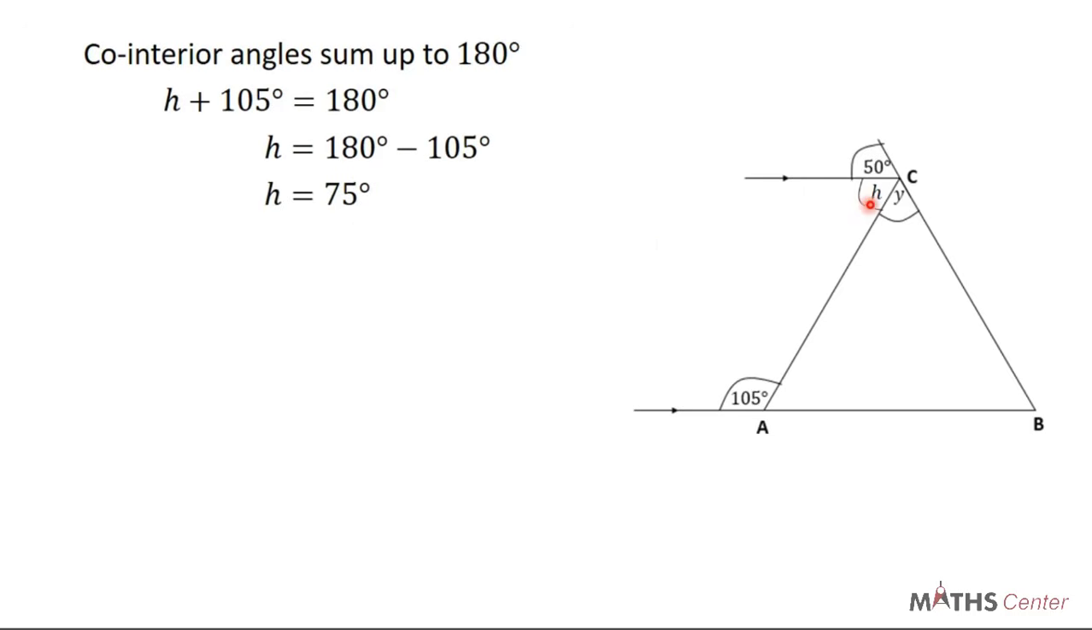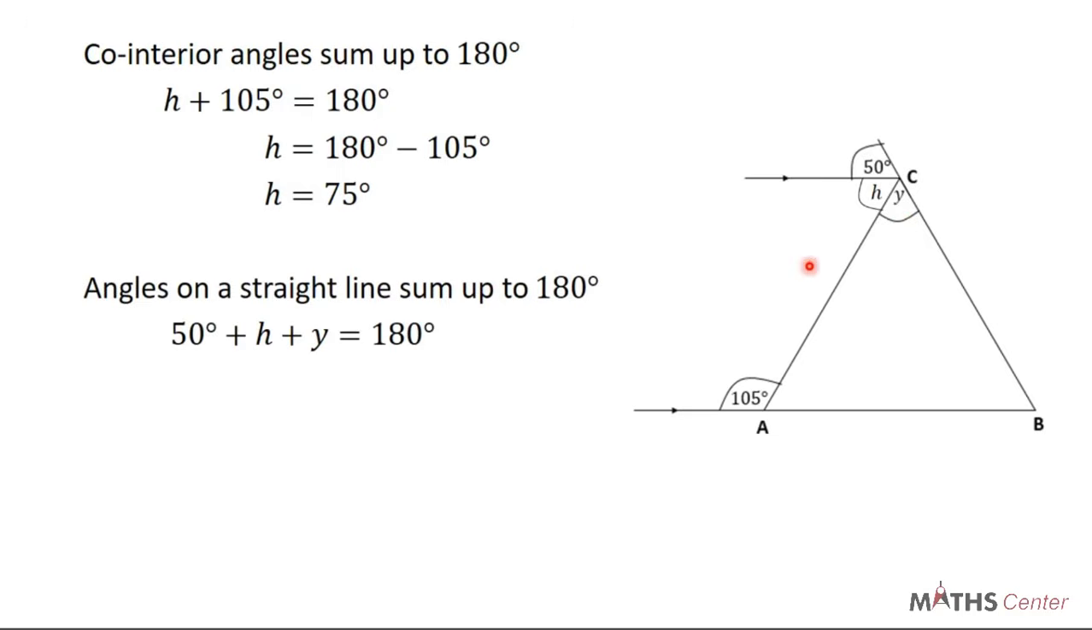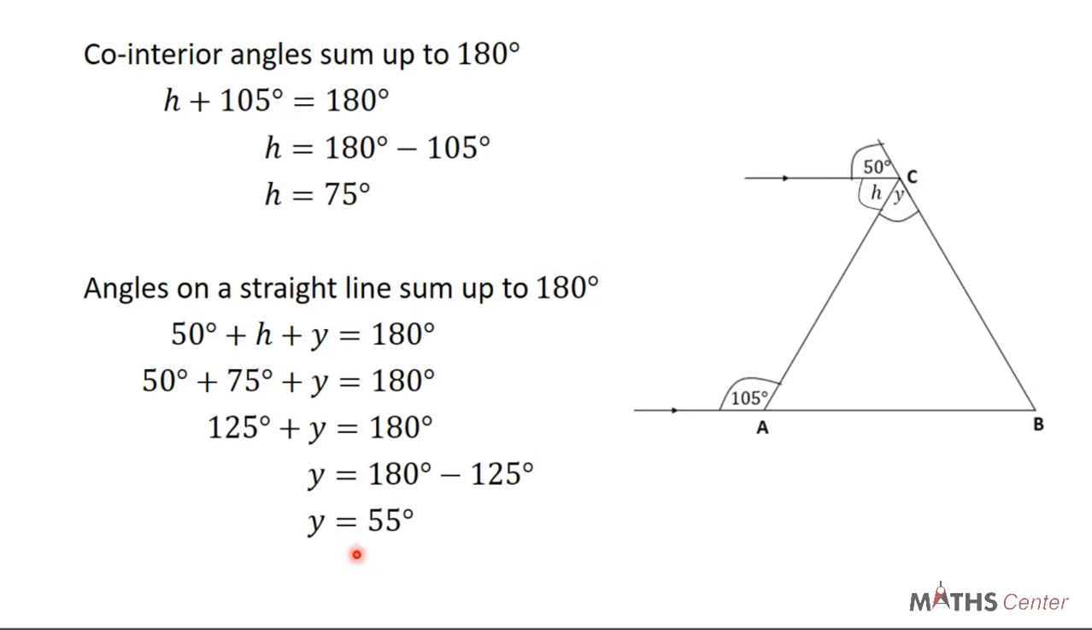Now we have been able to find here to be 75 degrees. We already know this side here to be 50 degrees. Y, H and 50 degrees are angles on a straight line. So we can add that and equate to 180 degrees because angles on a straight line sum up to 180 degrees. So 50 degrees plus H, which is 75 degrees, plus Y, which we are looking for, will give us 180 degrees. 50 plus 75 degrees plus Y equals 180 degrees. We simplify that and Y is giving us 55 degrees.